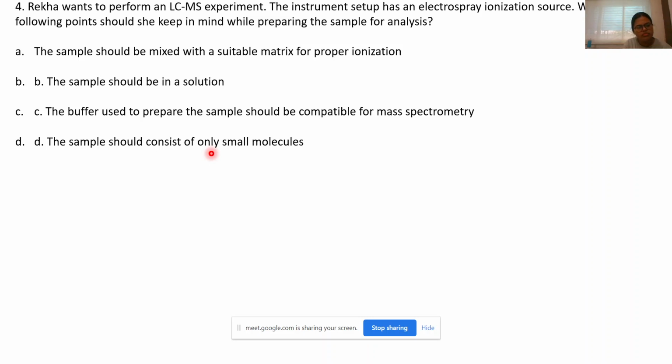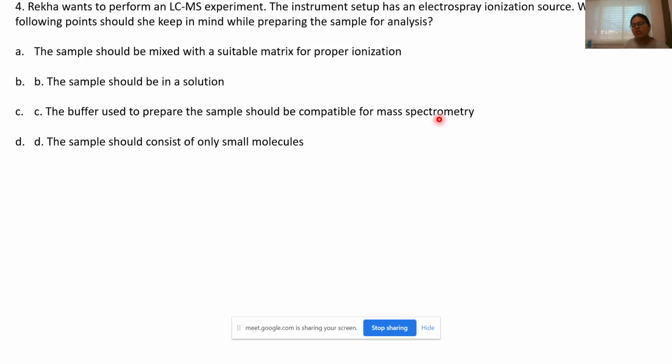I think B. The sample should be in a solution. Yes, so that is correct. The sample should be in a solution whenever you are using electron spray ionization technique. Okay, and there is also another important option. The buffer used to prepare the sample should be compatible for the mass spectrometry.